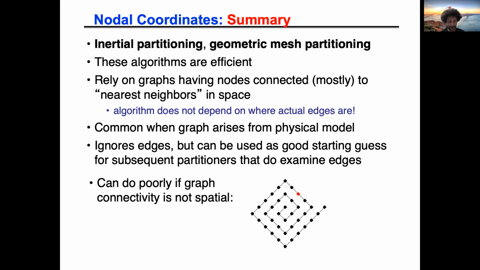These algorithms, because they don't care about the edges, and the number of vertices is generally much smaller than the number of edges, are very efficient in terms of computational time. And they work very well when the graph comes from a physical model, where the actual connectivity matches the proximity in the spatial dimension. But if the connectivity is not spatial, like in this snake-like figure you see at the bottom, then the result you will get can be catastrophic, right? So you only use them when the problem actually fits the definitions, or the constraints and assumptions, of the algorithm.